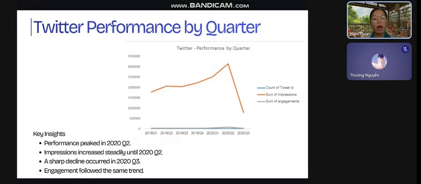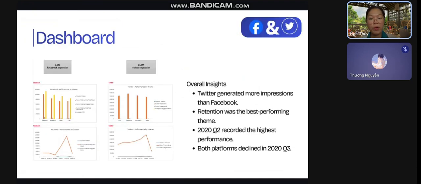Finally, let's combine all these analyses into one dashboard. This dashboard brings together all of our analysis into one view, and it allows us to compare Facebook and Twitter more easily. Overall, Twitter generated more impressions, meaning it reached a wider audience. On the other hand, Facebook achieved a higher engagement rate, showing stronger user interaction.